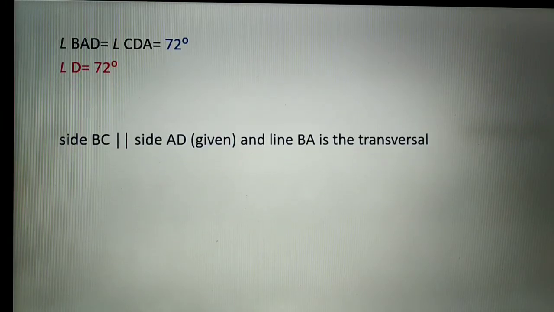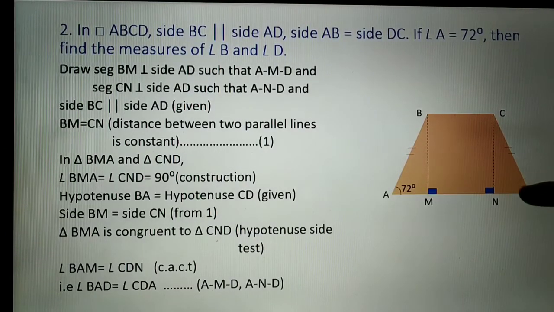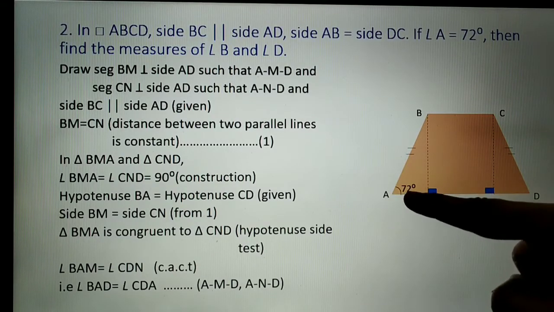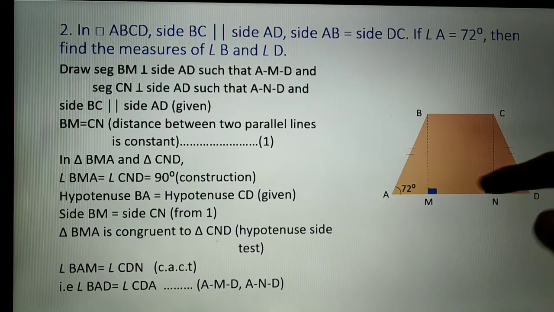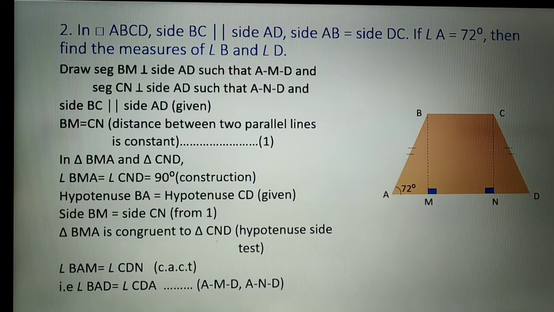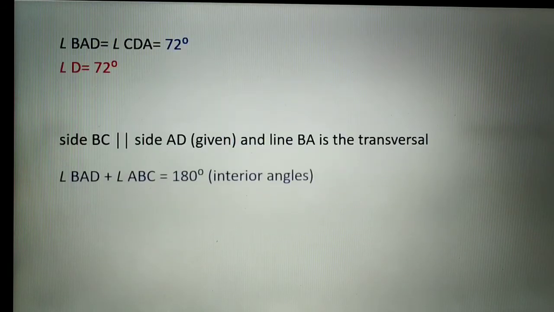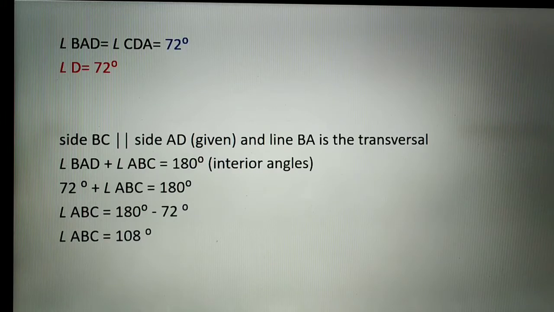I say that BC is parallel to AD and line BA is a transversal. See, these two lines are parallel and this is a transversal. So I'll use the interior angles: 72 plus this angle is going to be 180 degrees, because they are the interior angles. So 72 plus angle ABC is equal to 180. When the 72 goes to the other side, it becomes minus 72, and therefore we get the answer as 108.